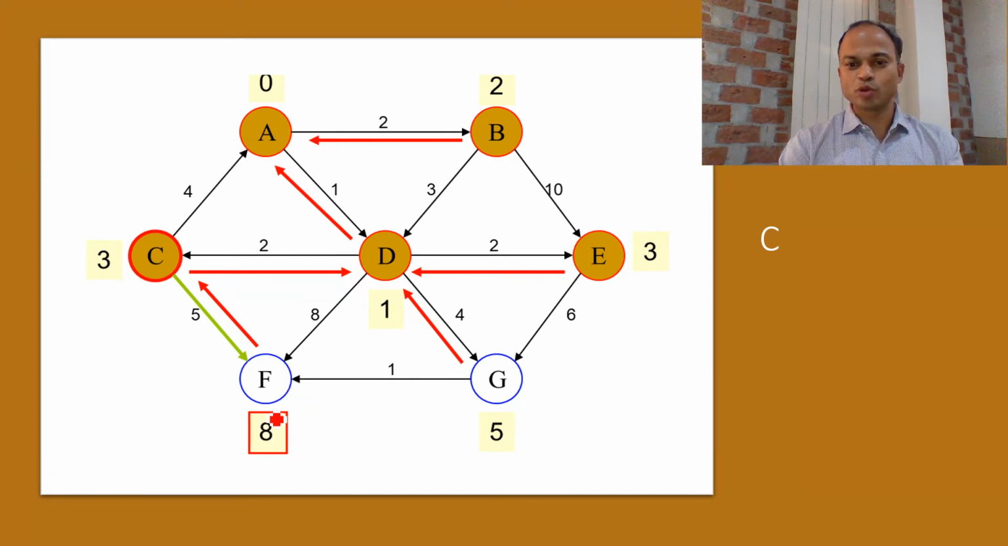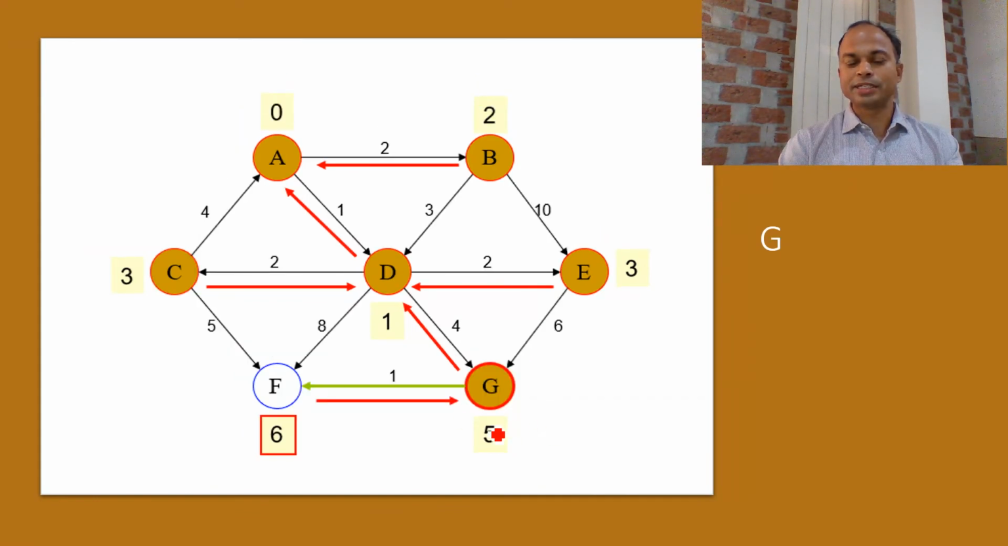Now we have two choices. This one is 8, this one is 5. Minimum value is 5. We have to select G. Now after selecting G, we have to find out all the adjacent of G. Adjacent of G is F only. This distance is 5, 5 plus 1, 6. Earlier it was 3 plus 5, 8. Minimum is 6. We have updated it. Now this distance is 6.